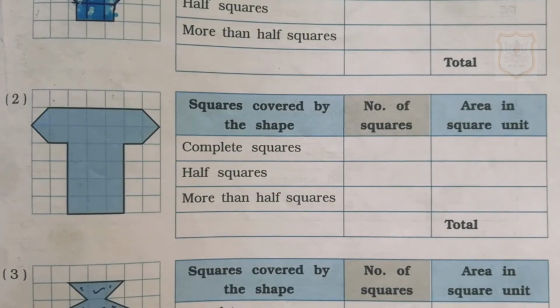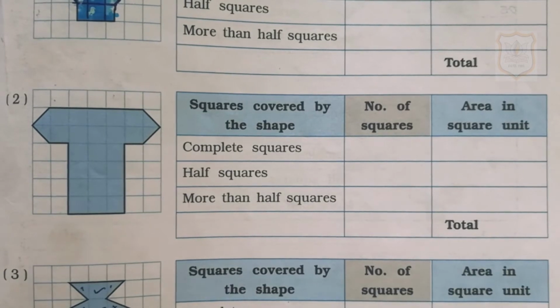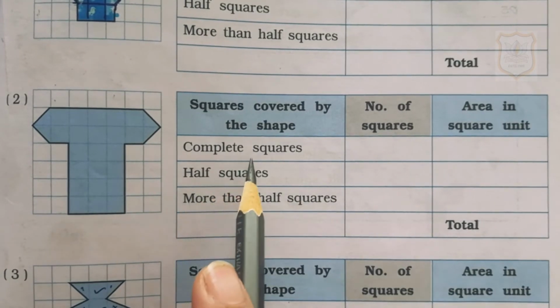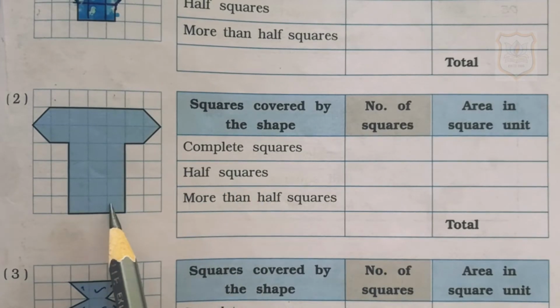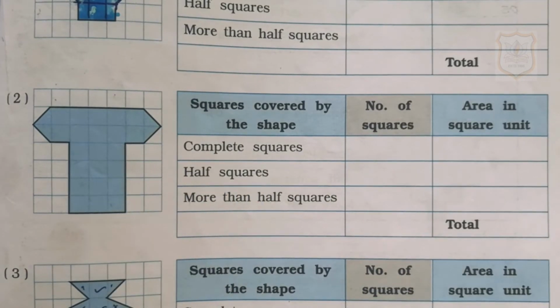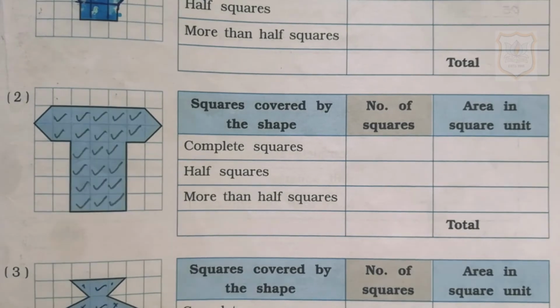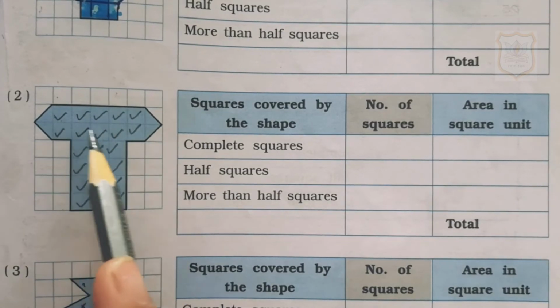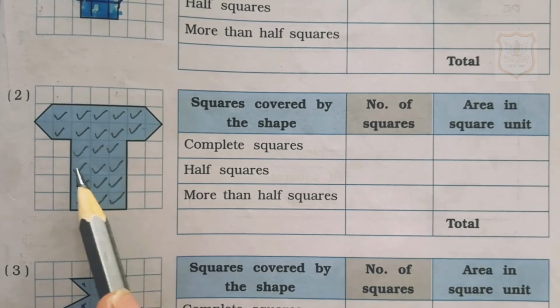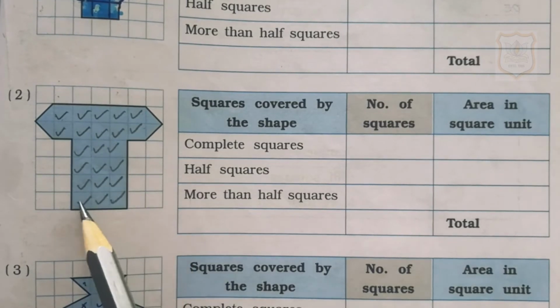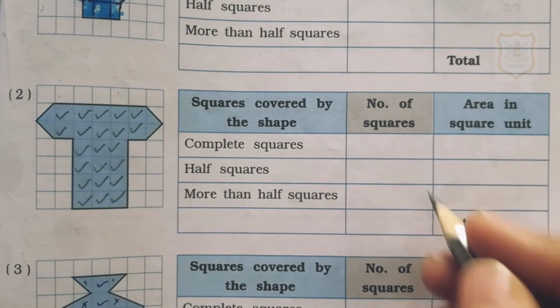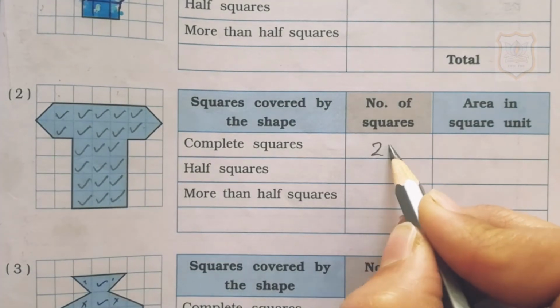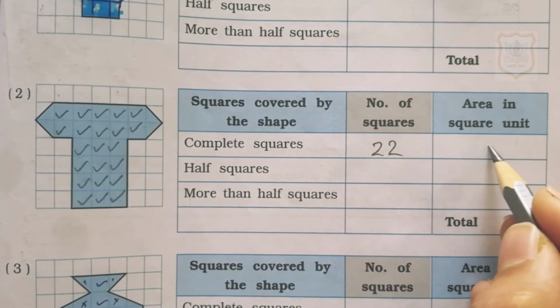Now sum number 2 of question number 3. Here also first we have to find out how many complete squares are there in this figure. So we will put a tick mark on the complete squares. So students, in this way we have to put a tick mark on the complete squares. Now we will count how many complete squares are there: 1, 2, 3, 4, 5, 6, 7, 8, 9, 10, 11, 12, 13, 14, 15, 16, 17, 18, 19, 20, 21, 22. So here number of squares are 22. Area in square unit also we will write 22.